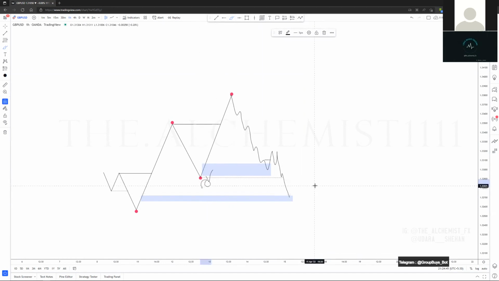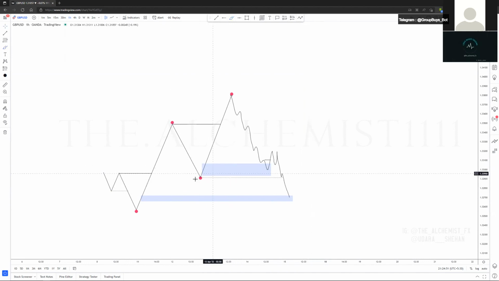Sometimes there's many POI. So remember, we will be looking for the closest higher time frame point of interest. The closest higher time frame one.